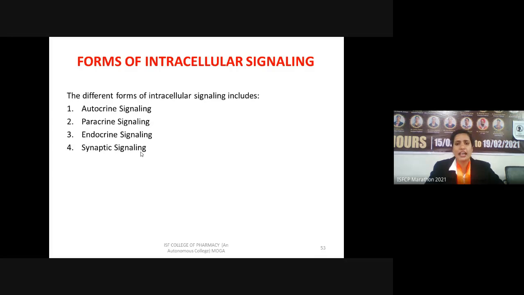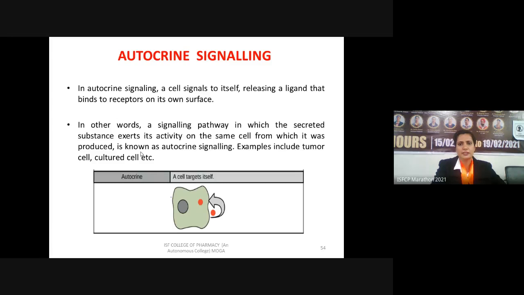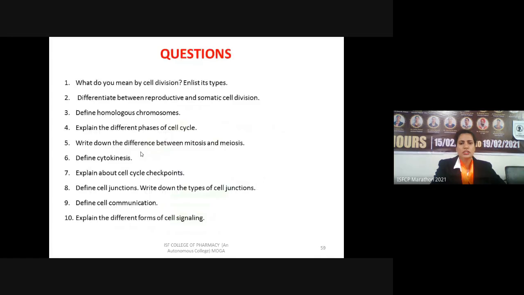So these neurotransmitters act as the ligand here. They move from the presynaptic neuron to the receptors which are present on the surface of the another postsynaptic neuron. After the binding, there are chemical changes which take place. With that, signaling is completed.